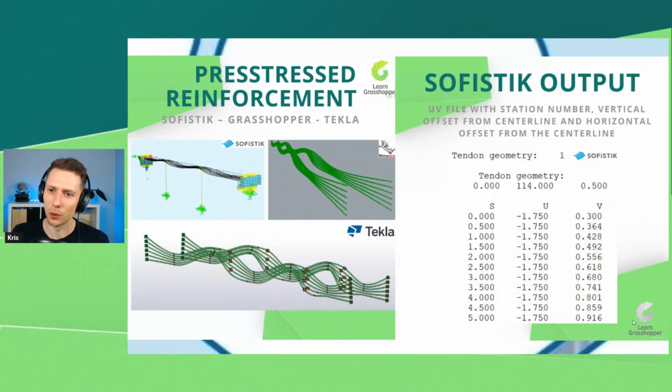Then we exported the geometry in a text file. It was an easy, simple file with the S, with its station, so we can see every single half meter. And then we have U and V, so we have the vertical and horizontal dimension. So this was a representation of every single cable.